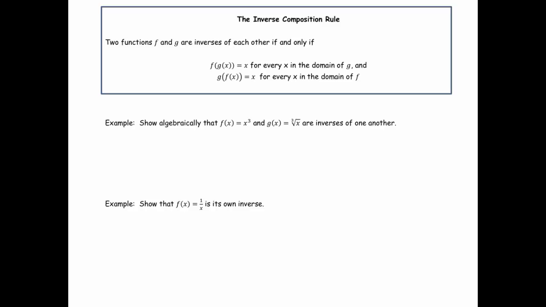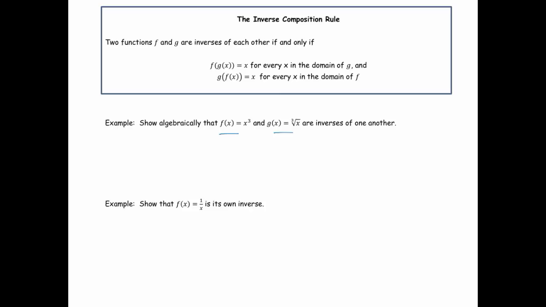Composing functions can help us see if two functions are inverses of each other by the inverse composition rule. So two functions are inverses if you compose them and you always get out x, whatever the input was. So specifically, f and g are inverses if f of g of x equals x for all x in the domain of g, and also g of f of x is equal to x for all x in the domain of f. So this can be used to figure out if two functions are inverses of each other without actually taking a function and then finding its inverse directly.